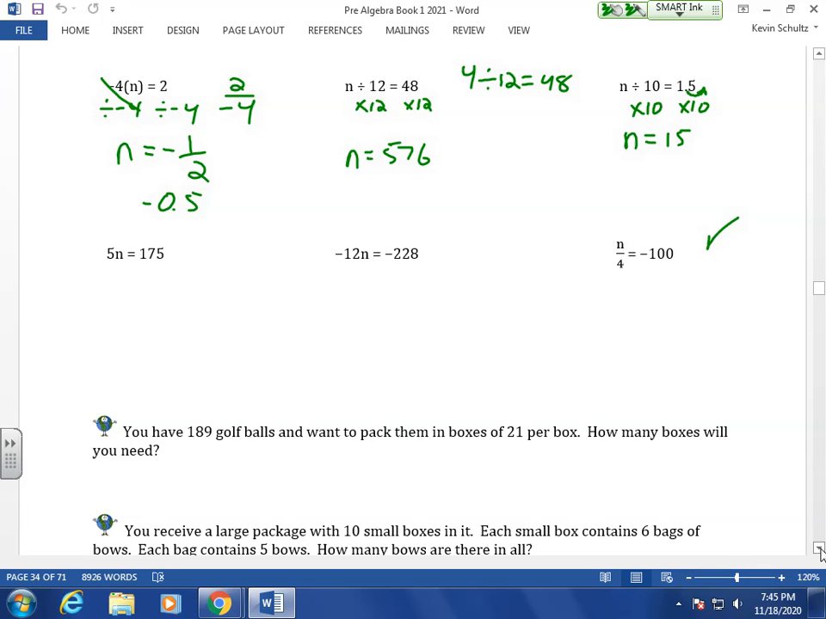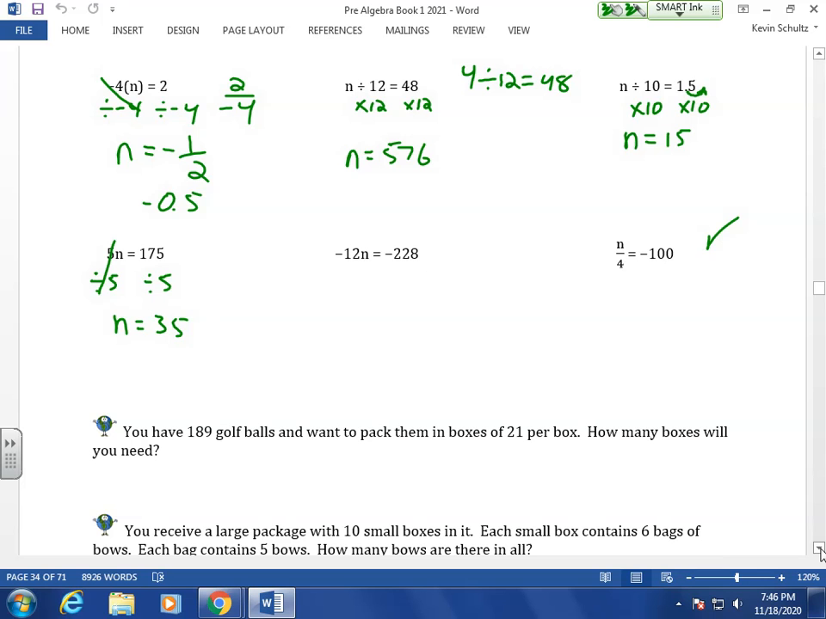Last row, 5n equals 175. We're multiplying n by 5. So to undo that, we'll divide by 5. And 175 divided by 5 is 45? That can't be right. I don't want to embarrass myself. Hold on. 175 divided by 5. 35. Off by 10. That's why we check, right? Okay. N equals 35 there.